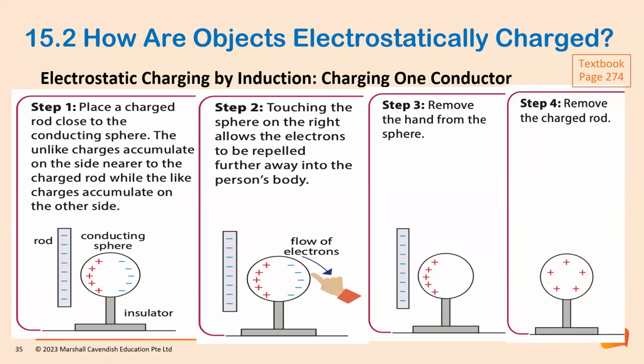If I want a sphere that is negatively charged, then simple, I just take a positively charged rod over here. Then I will attract all my electrons to this side, and once I touch it, I will attract more electrons to flow up. So I will end up with a negatively charged sphere.